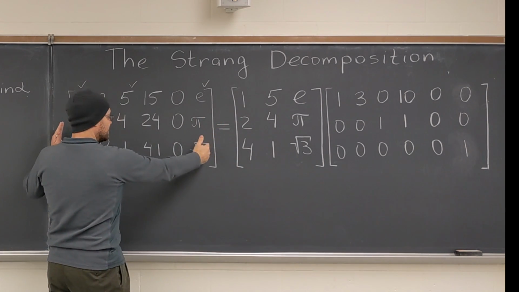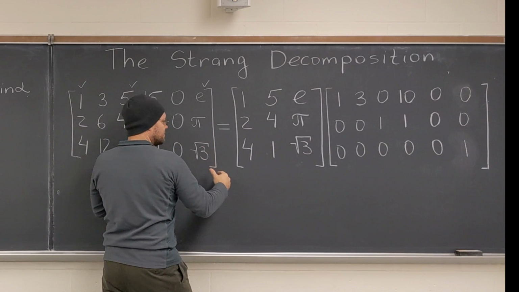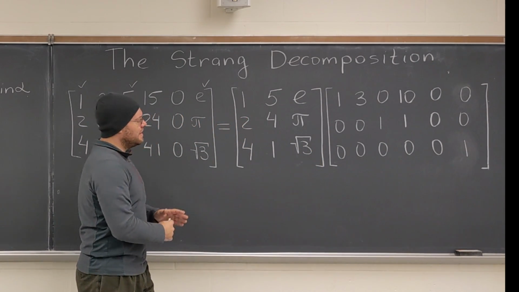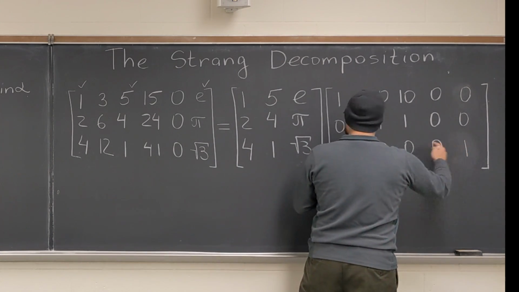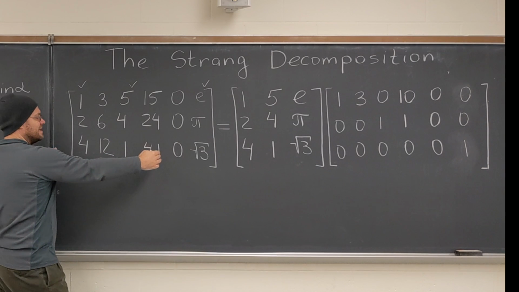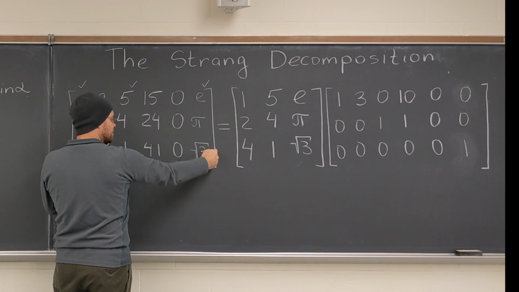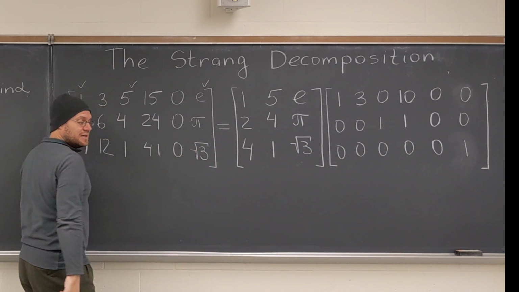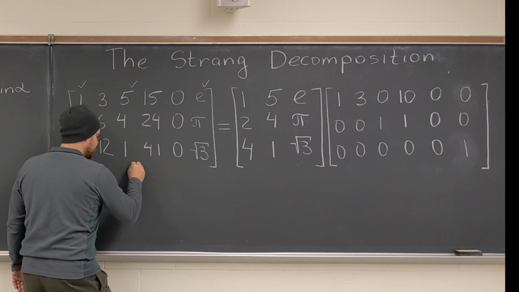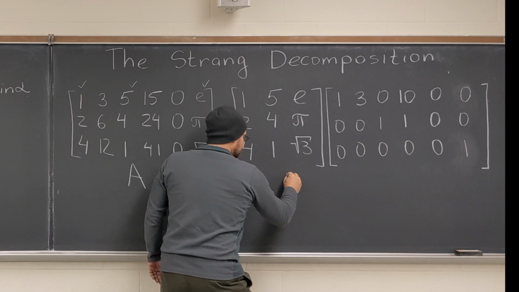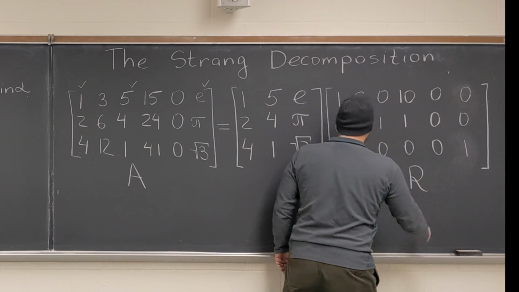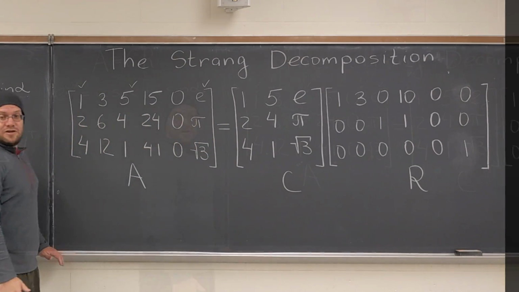Instead of using all of the columns, we just pick out the columns responsible for spanning the column space. And then we combine it with a matrix that tells us exactly how to organize them so that not only is the column space represented correctly, but also the relationships among the columns. So this, of course, is the matrix A. This is the matrix C. And this is the matrix R. And there is your A equals CR.